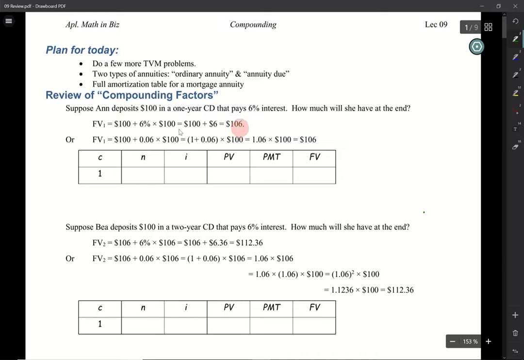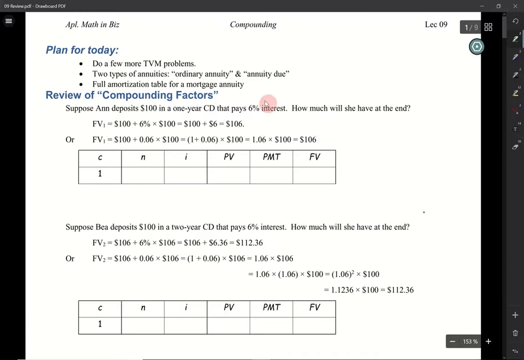That's really simple. But another way to do that is to convert the interest rate to a decimal. Now you can see I have $100 here and $100 here, the same principal or present value amount. Since I have 100 here and 100 there, I can factor that out. So now it's 1 plus 0.06, the decimal percent. Then I have this factor, 1.06 times 100, and that gives me the 106.